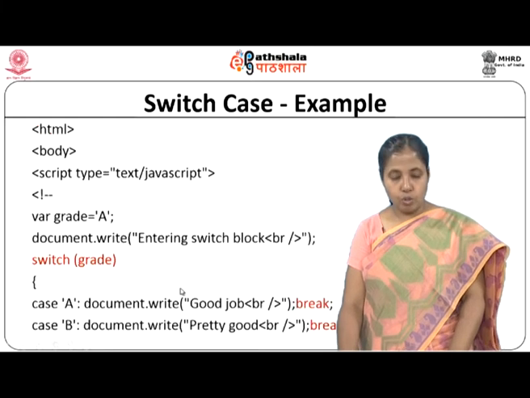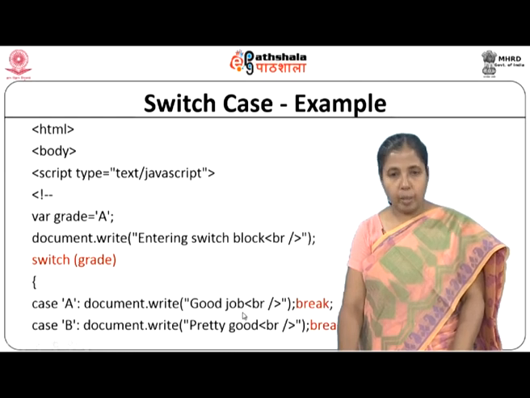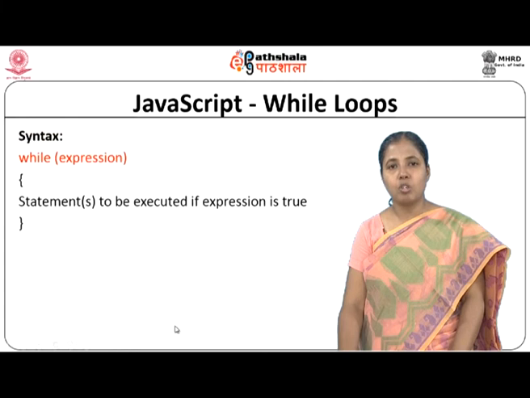So you are entering into the switch block, this would be printed first, then we have already assigned the variable grade with the value as A. Now taking the value of this expression grade, it checks, it matches with the first case and then it prints the first string called good job and makes a break from the switch case. So you can see the output of this switch case.